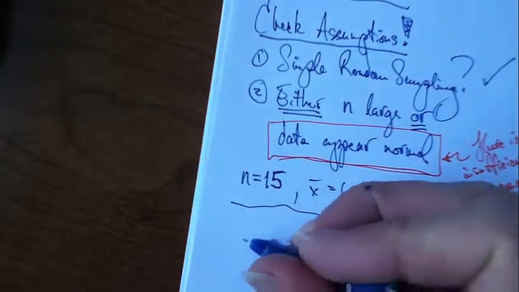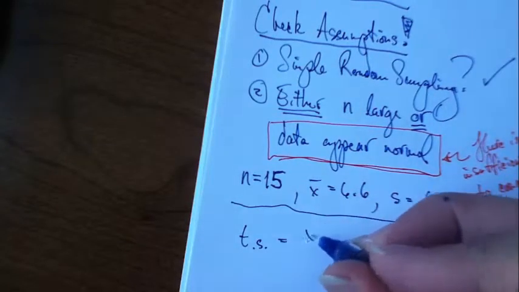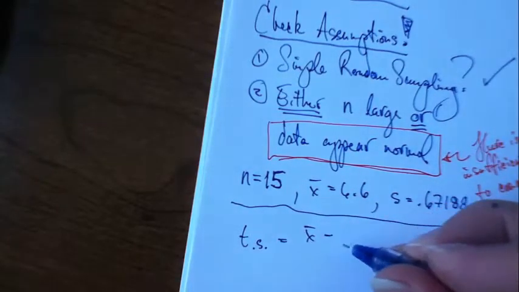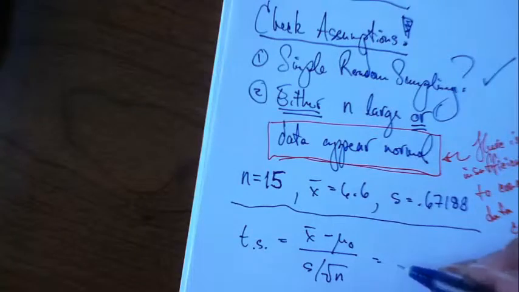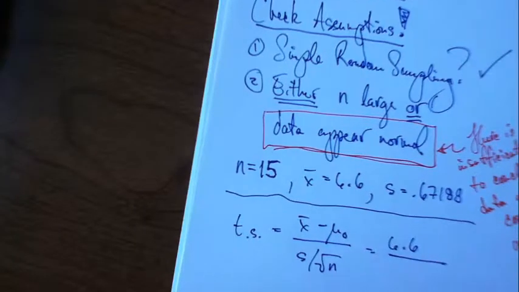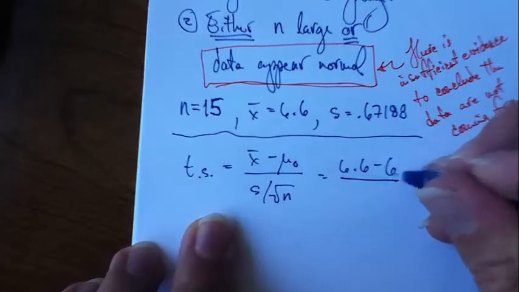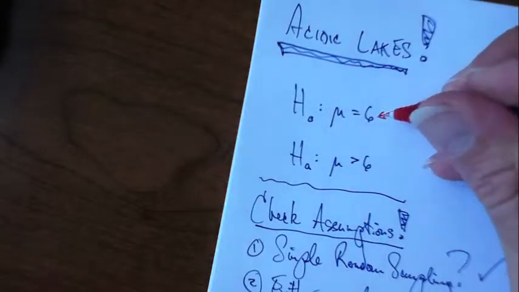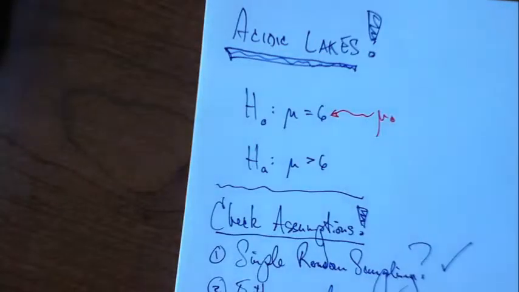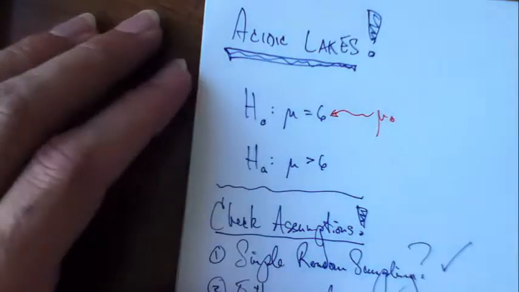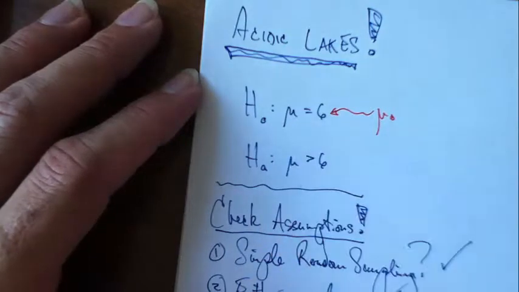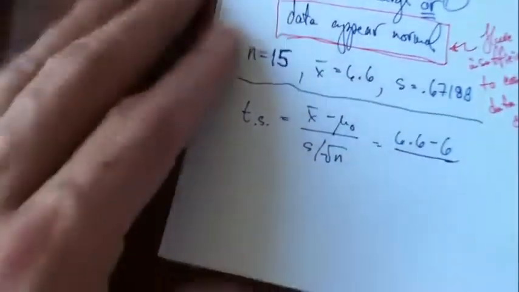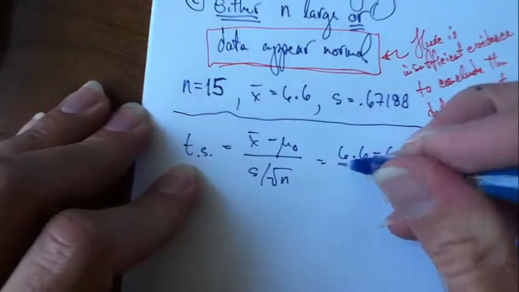All right. Anyway, now I'm going to get my test statistic, which, again, is x bar minus mu naught over s over the square root of the sample size, right? So x bar is 6.6. The mu naught is 6, right? This is up here, right? This guy. This is mu naught. It's not mu. Okay. I know this says that mu is 6, but remember, this is just a hypothesis that the actual mean is 6. So mu naught is the mean suggested by the null hypothesis.